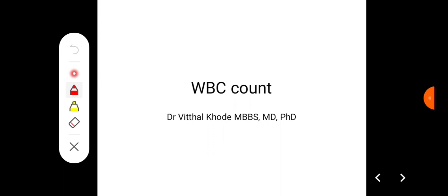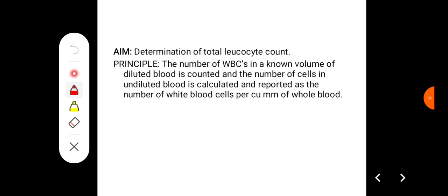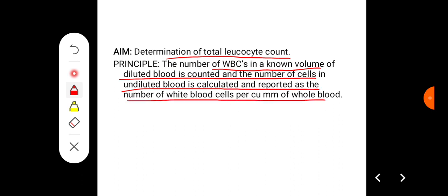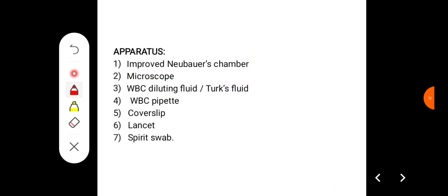Hello everyone. In this class, we'll learn how to enumerate WBCs. The aim of this experiment is to determine the total leukocyte count, and the principle is the number of WBCs in a known volume of diluted blood is counted and the number of cells in undiluted blood is calculated and reported as number of white blood cells per cubic millimeter of whole blood.